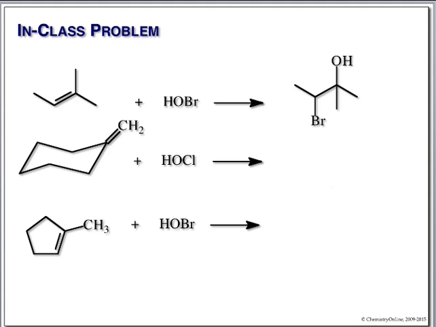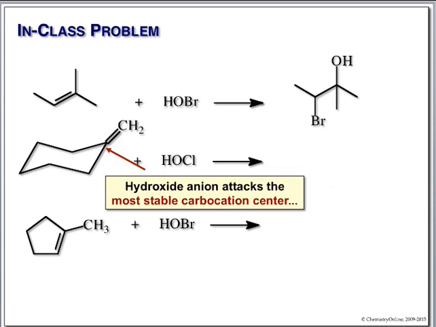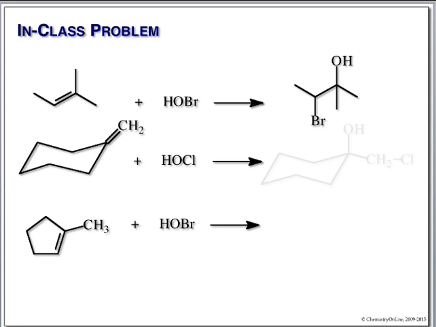Or our methylenecyclohexane. We have a primary carbon and a tertiary carbon. The most stable carbocation would be here on the tertiary carbon. So that is where the hydroxyl group goes. That means the bromine goes to the other one. Again, it's a single bond, so we don't have to really worry about stereochemistry. And it should look something like this.